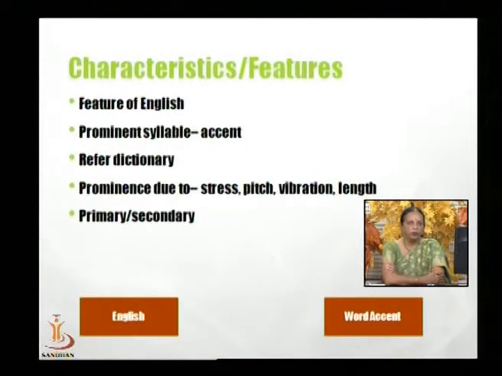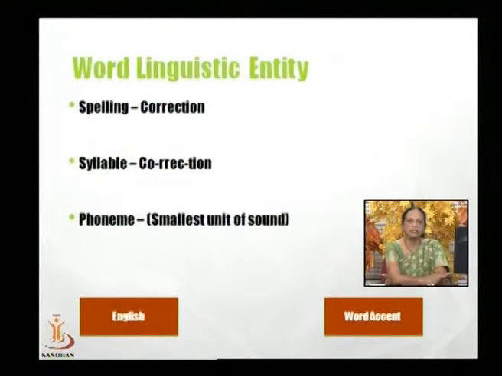A quick look at what I've been talking about. Why is it there in the English language? Why is it that we have to learn it? How can we learn it better? And what are the reasons for it? Can we go on, my dear students, to the next slide? What is a word? A word is a linguistic entity, right? It has its own form. How do I decide that it is a word?